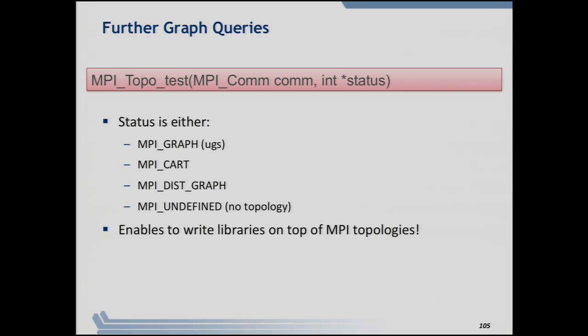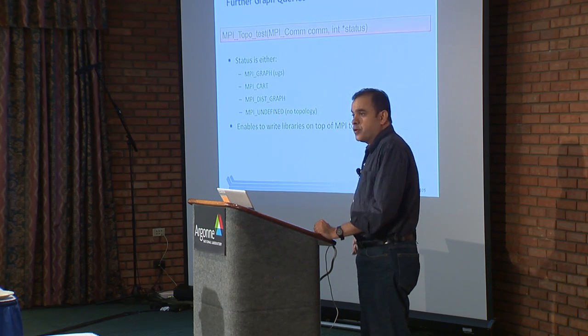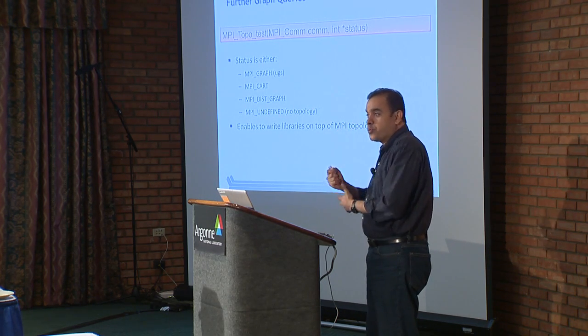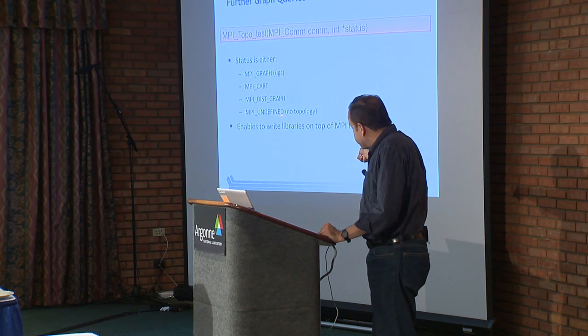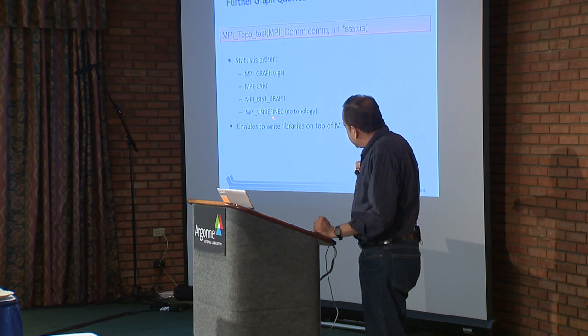If you are writing a library, the user passes you a communicator, you don't know whether there is a topology or not. So this function you can call is Topo test. It will return MPI graph. This is the old MPI graph, so ignore it, you should avoid using that one. Then is it a Cartesian, is it a distributed graph, or is it undefined? That means there is no topology. So if you just give it MPI comm world with no topology, you'll get MPI undefined as the return, as the status out here. So that's how libraries can decipher whether there is something on the communicator.